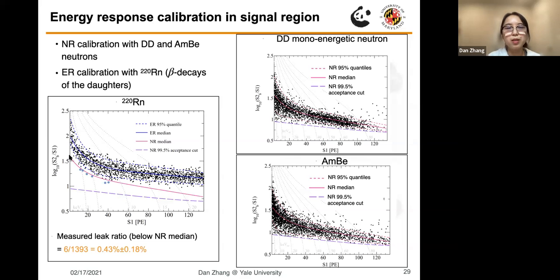However, they are not 100% separate. So the leakage events of ER, which leak into the main region of NR, are a parameter that we can use to estimate the backgrounds coming into our search window. If we define a cut and count search window between the magenta line and the purple line, there are still some leftovers coming from ER. This part, estimated by the radon 220 calibration events, is 0.43%, which is as expected.